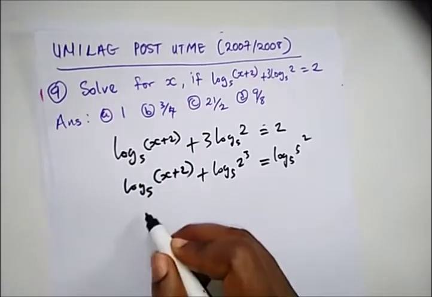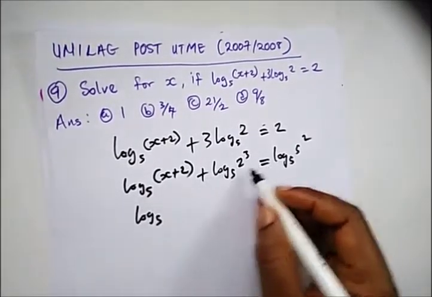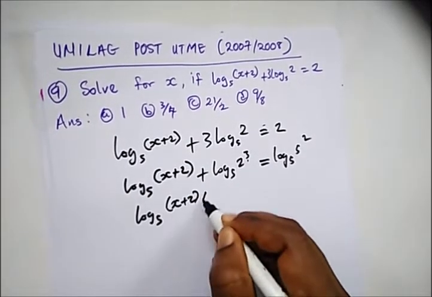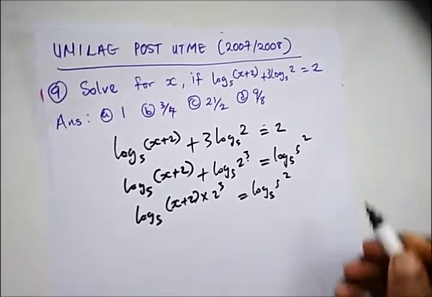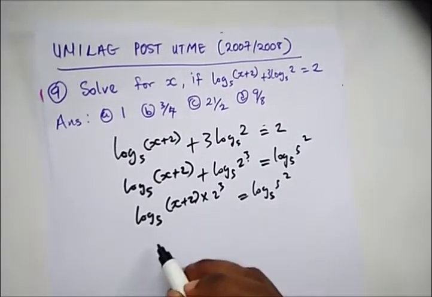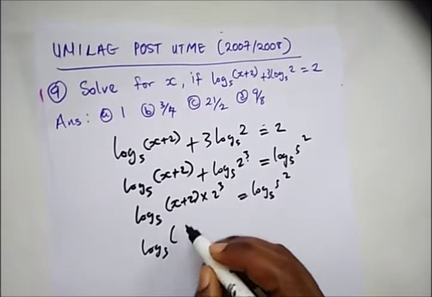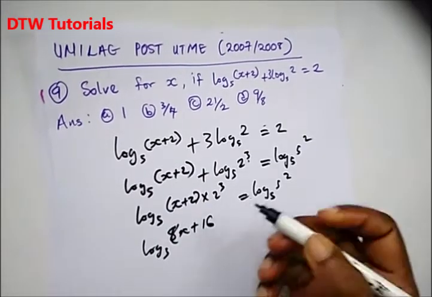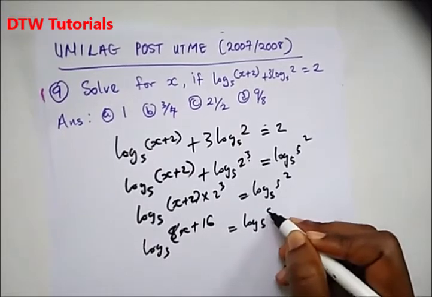So here, since this is common, we have log base 5, and this is a plus, so it will be a multiplication that will bind these two values. So we have (x plus 2) multiplied by 2 raised to the power 3 equal to log base 5 of 5 squared. So here, what do we have? This will be 8. So we have log base 5 of 8 times this, that will be 8x plus 16, right, equal to log base 5 of 5 squared.